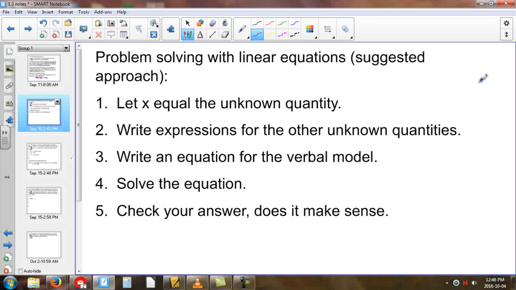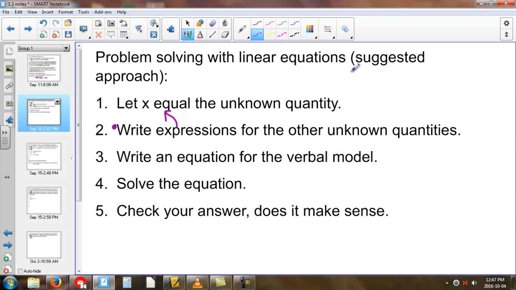When we do problem solving, there are a couple of things we want to really focus on. First, we need to let x be the unknown. Then, this is the tricky part, we want to write all the other expressions for the other unknown quantities in terms of x.